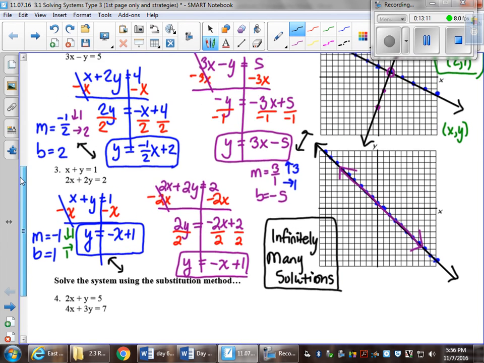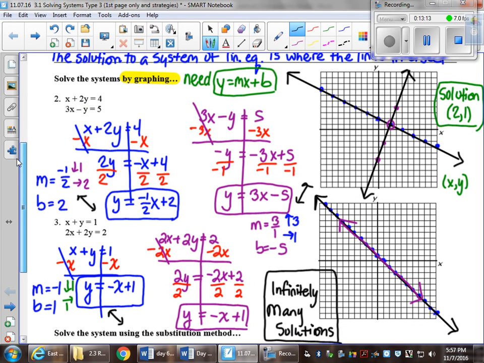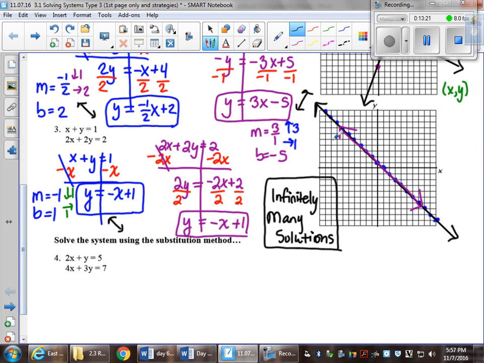So the process doesn't change. For every single system, you have to make sure you solve for y first. Graph, my solution will be where these two lines intersect. You could have a special case, like in number 3, where I have the same line. Just a side note, remember, the other special case would be parallel lines, where the lines do not intersect. That would be no solution. So keep that in mind.